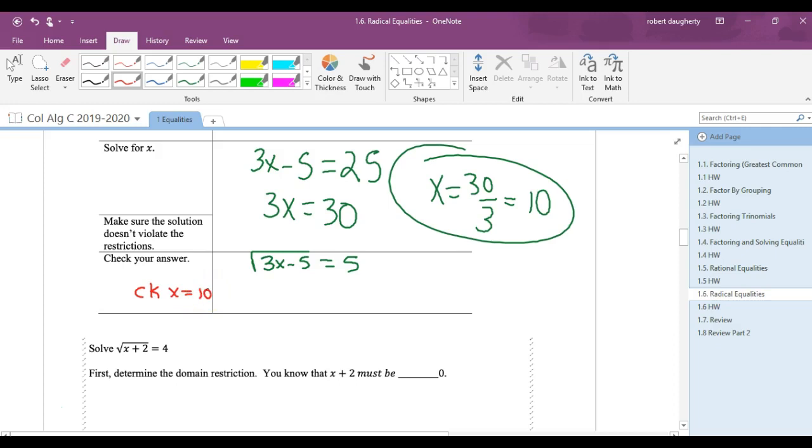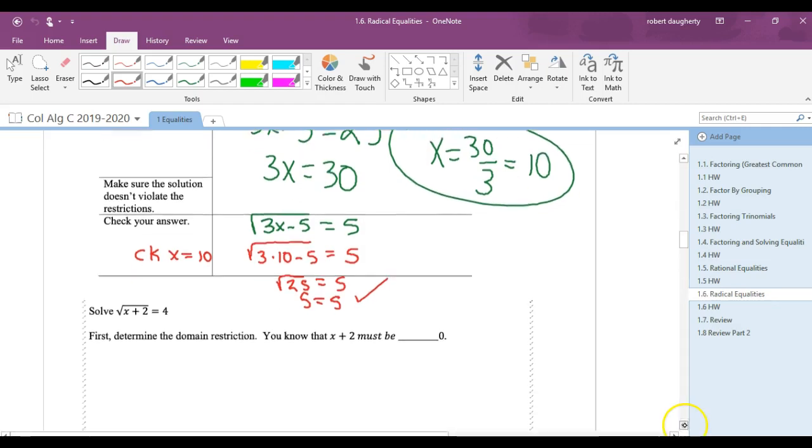So I'm going to have 3 times 10 minus 5 equal 5. What's 3 times 10? 30. 30 minus 5. Yeah, does the square root of 25 equal 5? Yes. That answer is good. Now, if you get one answer, chances are it's going to work. Where you're going to need this process is when you get two answers. You're going to need to double check and make sure that they both work. Okay. Let's do another example.